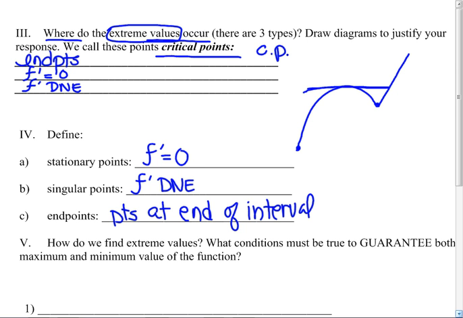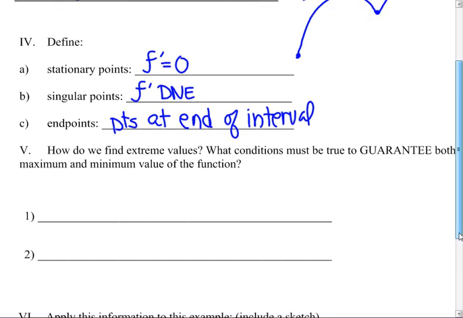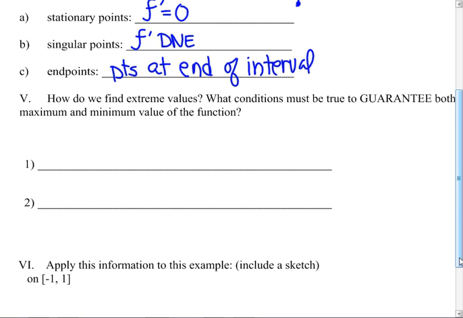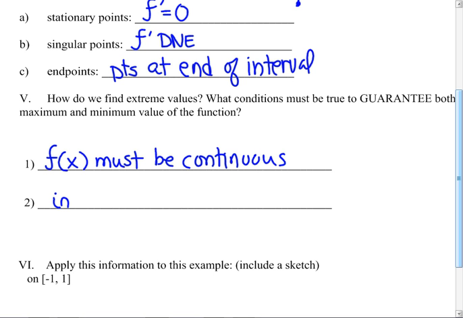And we're going to do a different problem than what's on here, because this one's kind of a tough one algebraically. Okay. How do you find extreme values? What conditions must be true? F of x must be continuous. That's good. What about the interval? It has to be closed. And I don't know why I didn't do a very good job on this one, though. But I'm going to add a little bit.